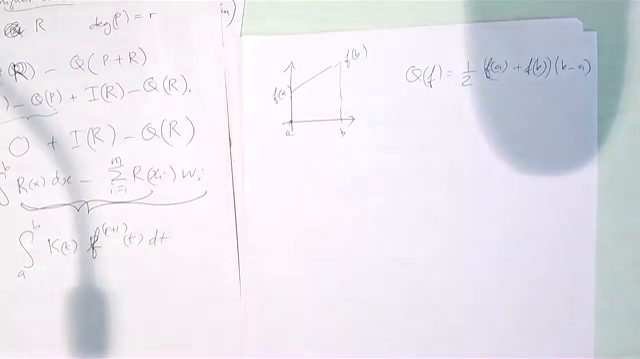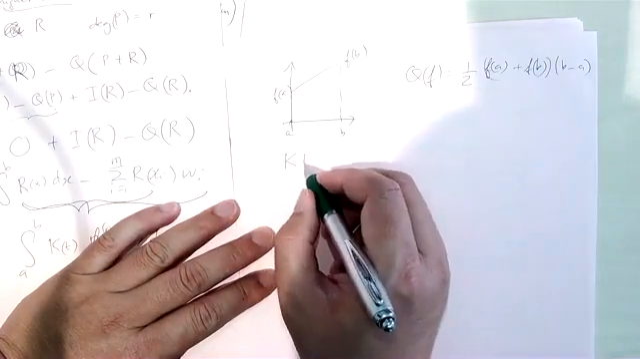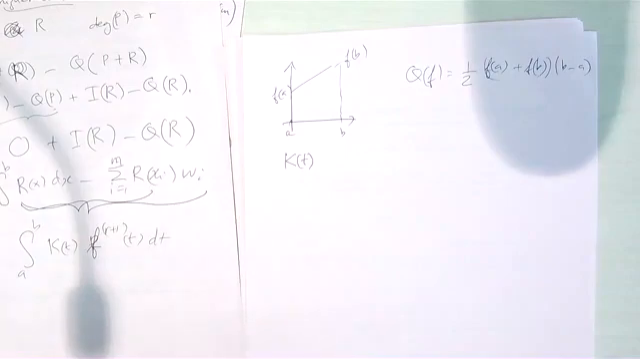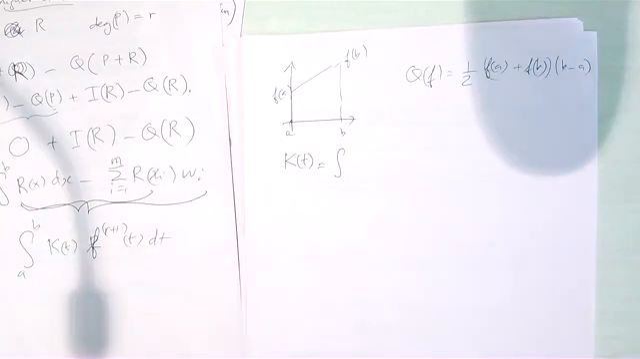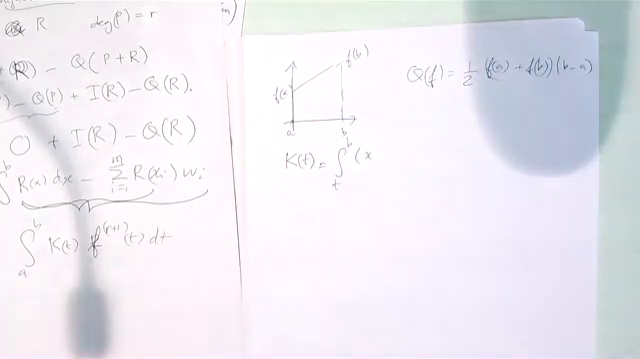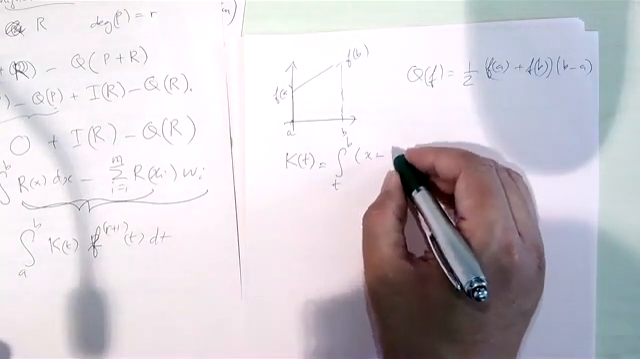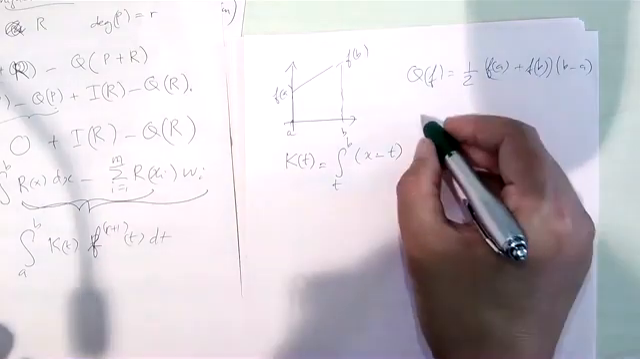And now I want to find out what the Peano kernel is for this quadrature. So I go back to the general formula. Then K_t is given by the integral from t to b of (x minus t) to the r. So what is the degree of precision of the trapezoidal rule? It's 1. So the trapezoidal rule's degree of precision is just 1.